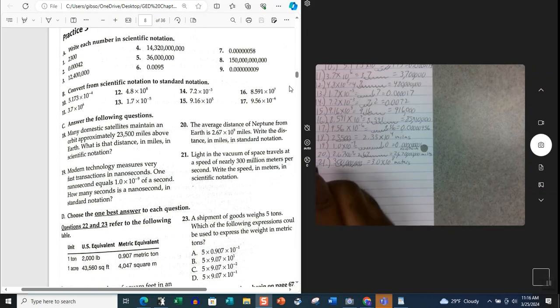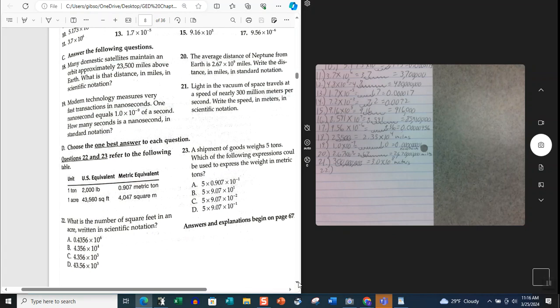All right, now we go here to problem 22. We scroll down. It says choose the one best answer to each question. Questions 22 and 23 refer to the following table. It says, what is the number of square feet in an acre written in scientific notation? Now, first of all, if we look at answers A and D, those two are disqualified because remember, I told you, with scientific notation, in front of the decimal, it can only have the digits 1 through 9. So this has 0 and this has 43. So both of those are disqualified.